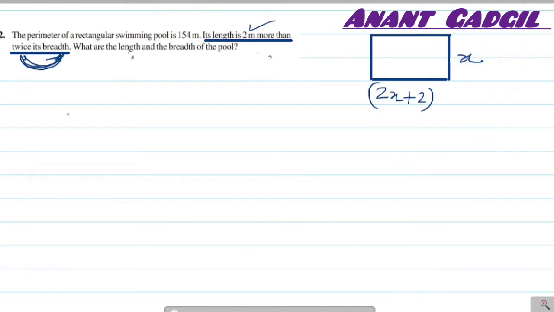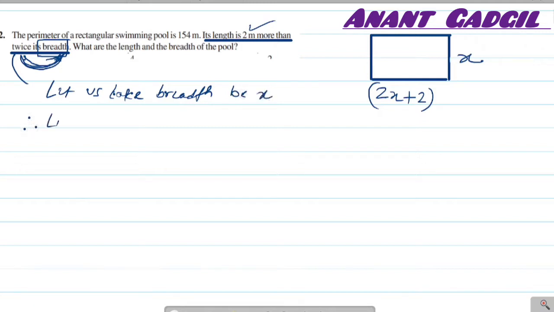So I hope you have understood which term to take as x. Take that term as x which is written after the times word. Here it is twice, that means 2 times. So after times breadth is coming in the question, so take breadth as x. Okay, so let us consider, let us take breadth as x. Let us assume that breadth be x.